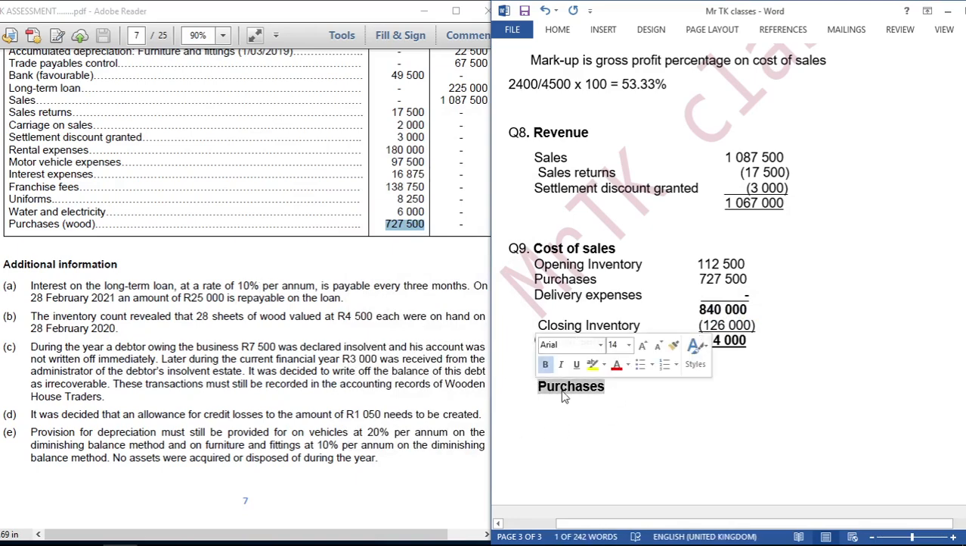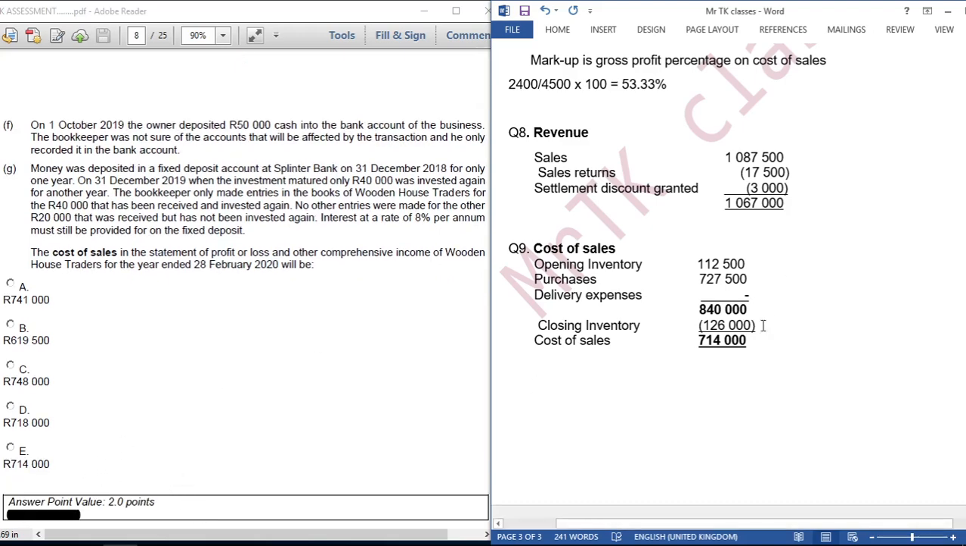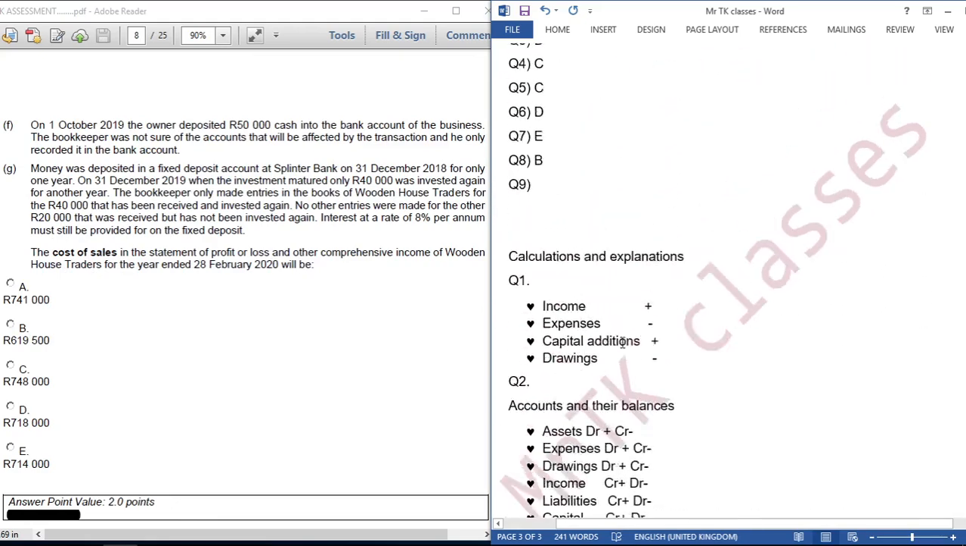So this one, let us remove it because we didn't see anything that will adjust our purchases there. We didn't see purchases returns. We didn't see drawings of stock. We didn't see settlement discount received. So okay, it's fine like this. 714,000. That's option E for number 9.